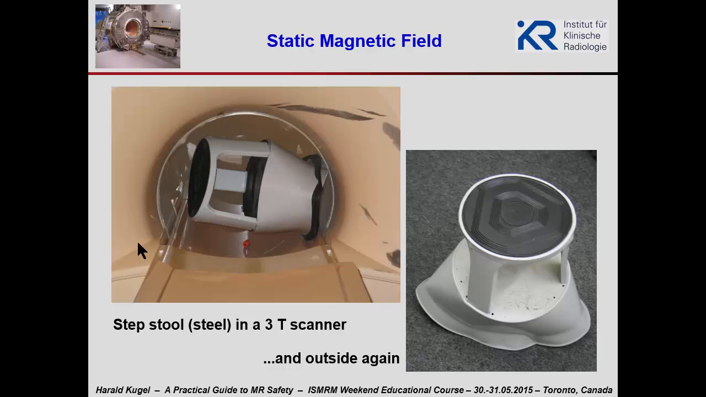This is a library step stool made from steel. It looks like this if it's in a 3 Tesla scanner. And when it was outside of the 3 Tesla scanner, you see the shape. And if you consider how difficult it is to press together a round tube of steel, you can consider that the forces are quite considerable. And if somebody else is inside this bore, then this is not good.